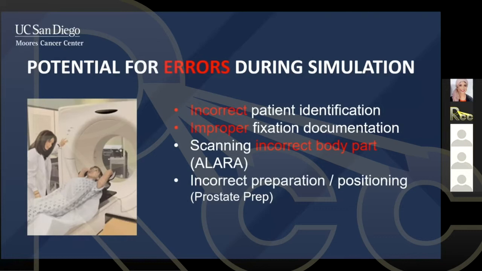Incorrect preparation or positioning. For instance, the prostate preparation. If a prostate patient comes in for radiation treatment and their bladder is not full enough, it's going to be very hard to make a treatment plan based off of that CT scan because the bladder is not effectively pushing the small bowel away from the radiation treatment. Or if they have a full rectum, they're not prepared for their CT scan, you can't make a proper radiation treatment plan with a full rectum or gas in the rectum. So it's always best to follow the physician's orders directly and make sure that you're documenting that information correctly.